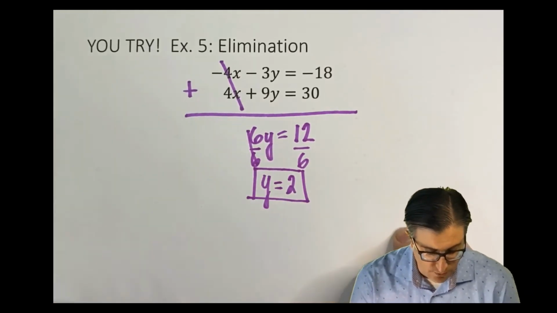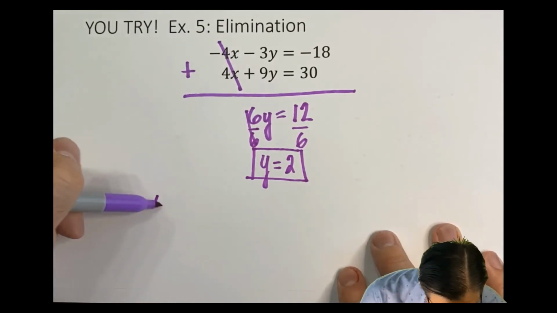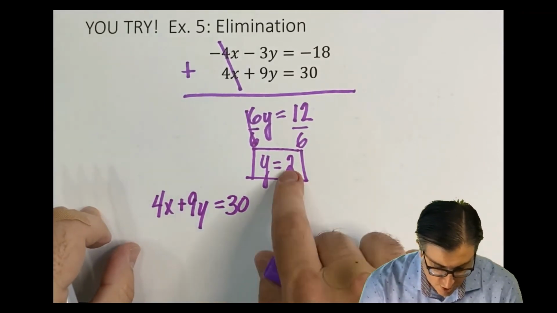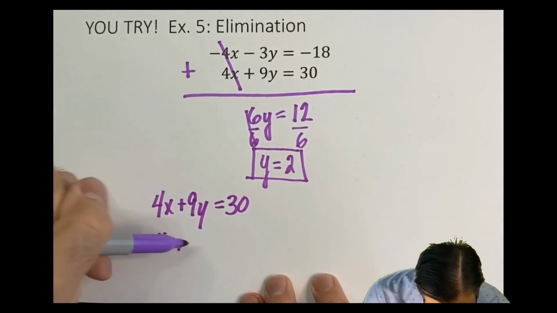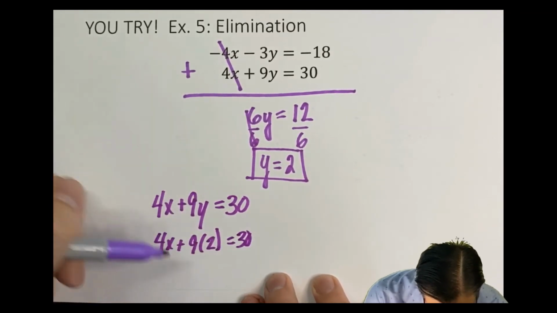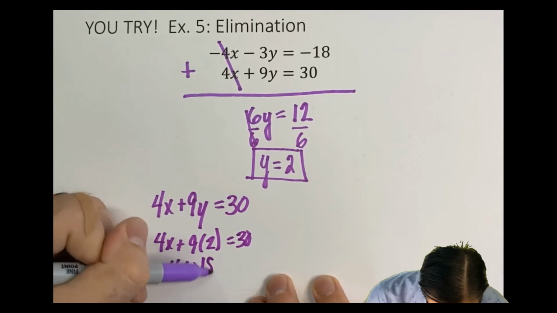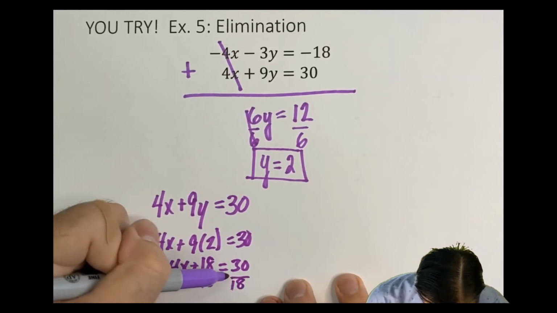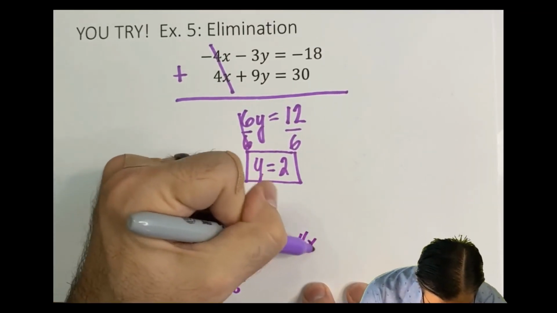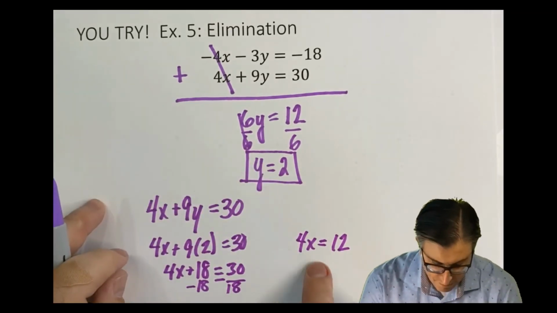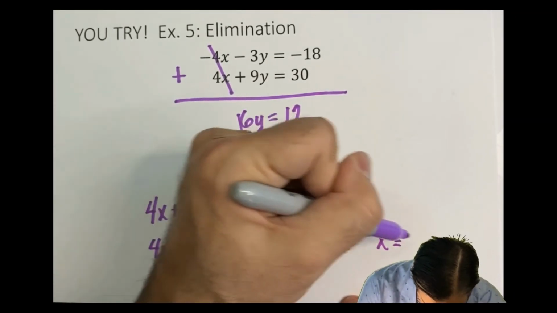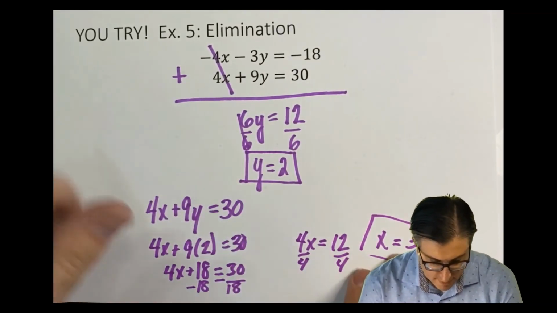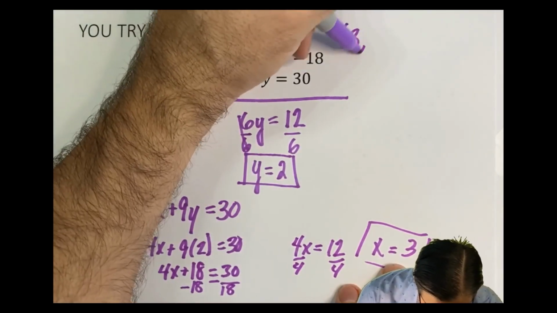Now, since I got y equals 2, I need to solve for x. I'm going to use the bottom one, since there's only positive numbers in the bottom equation. 4x plus 9y equals 30, y equals 2. 4x plus 9 times 2 equals 30. That's 4x plus 18 equals 30. Subtract 18. 30 minus 18 is 12. So I get 4x equals 12. Divide by 4. I get x to be 3. So the point where they meet is x comma y, or 3 comma 2.